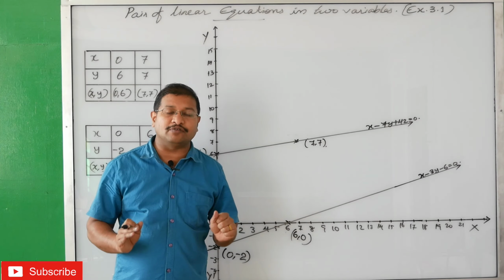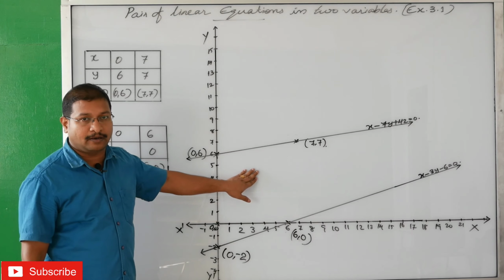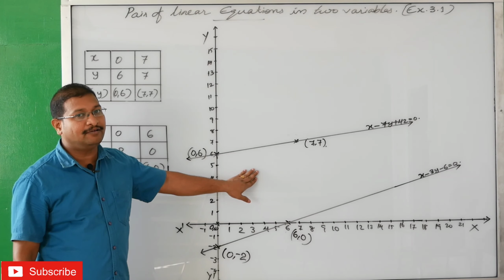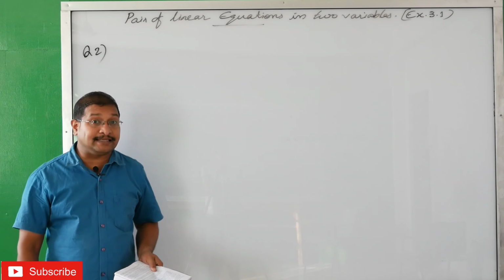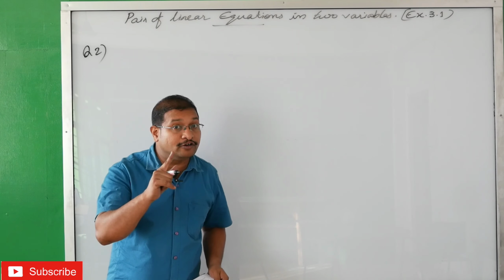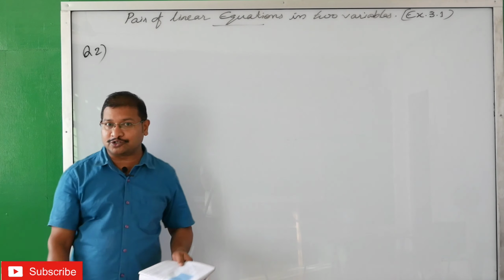Ready? So this question we want to show only in the graph paper. This is the graphical representation of question number 1. Okay, let's go to the next question. Let's see question number 2. Don't forget to write the question in your copy. Ready? So I am reading the question now.